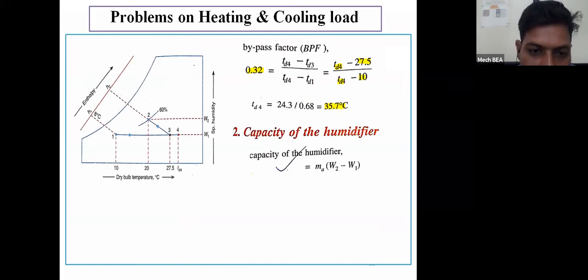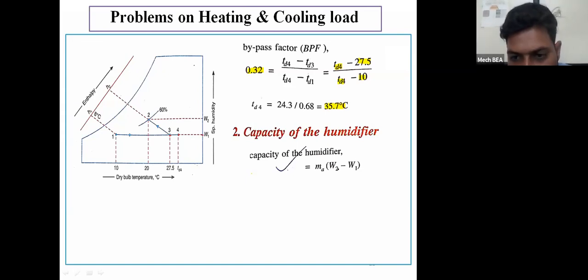Now here you can take point number 2 and point number 3, or point 1, or point 4, because point number 1, point number 3 and point number 4 have the same value of specific humidity. Actually the formula is W2 minus W3, but W3 is nothing but equal to W1, or equal to W4. So I can take W2 minus W3 or W2 minus W1, because points 1, 3 and 4 have the same specific humidity.